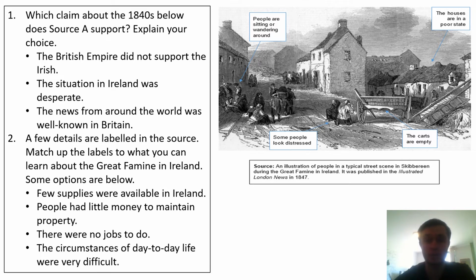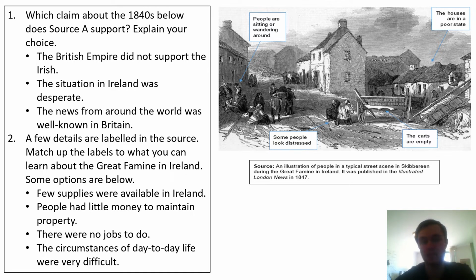So we're going to move on to some source work now. The source is in the top right of the screen. You can see that it's a picture with some annotations. You've also got a caption underneath it, and that's an illustration of people in a typical street scene in Skibbereen during the Great Famine in Ireland. It was published in the Illustrated London News, a British magazine, in 1847.